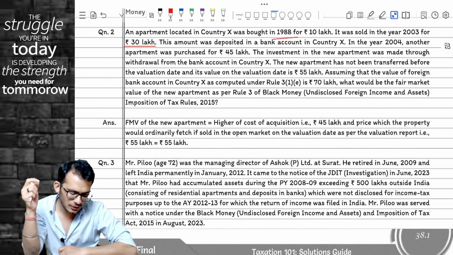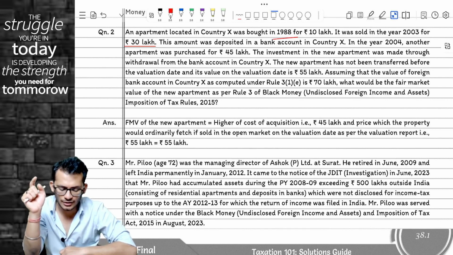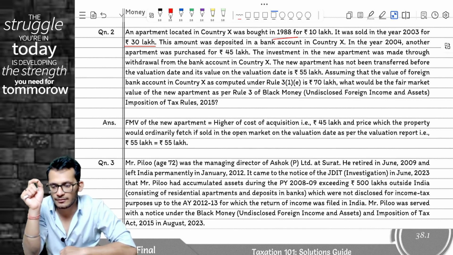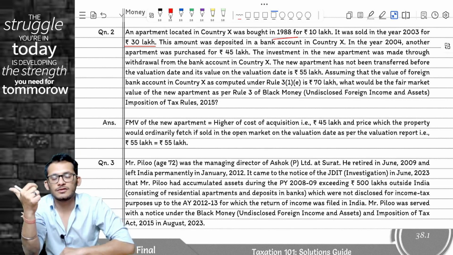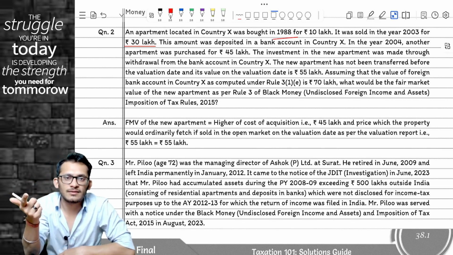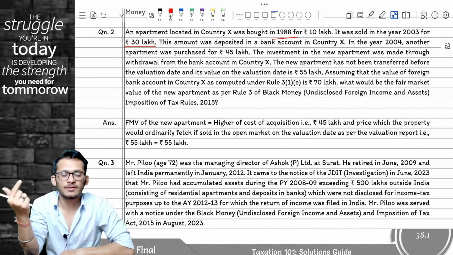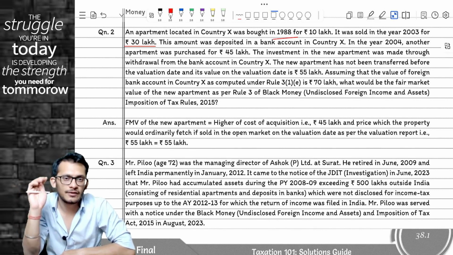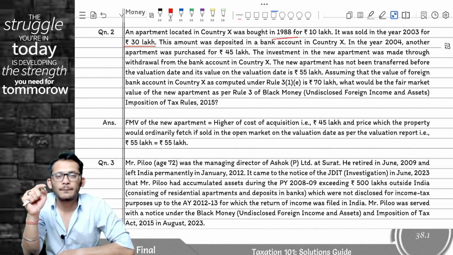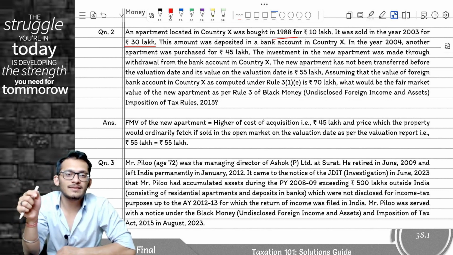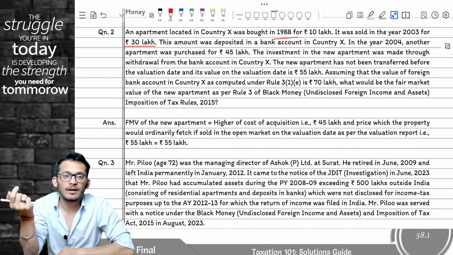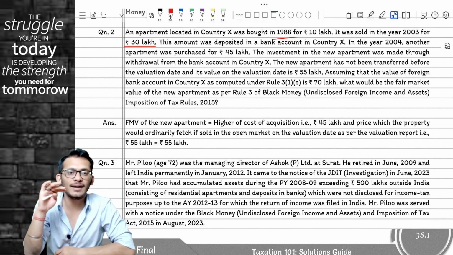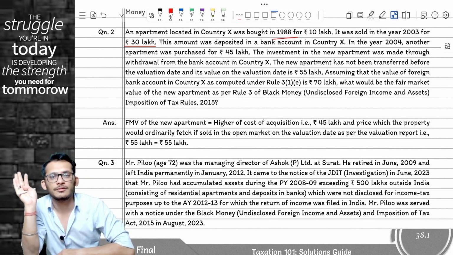The new apartment has not been transferred before the valuation date, and on the valuation date the price is 55 lakhs. For an asset which is not transferred, it is the actual cost or the FMV on the valuation date, whichever is higher. In our case, it is 55 versus 45, therefore it is 55. But because you have made this asset using the bank account, for the purpose of bank account valuation, this will not be taxable.